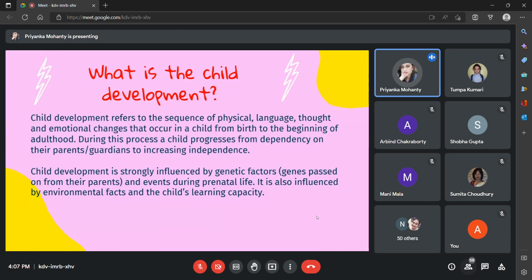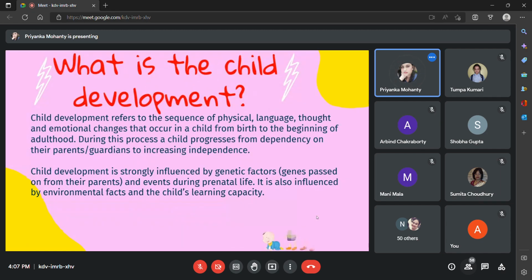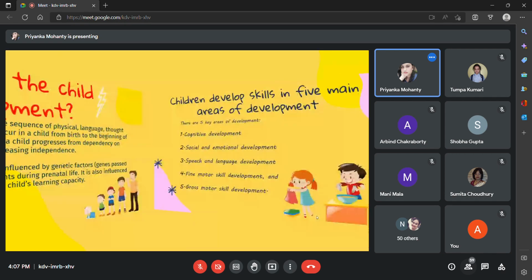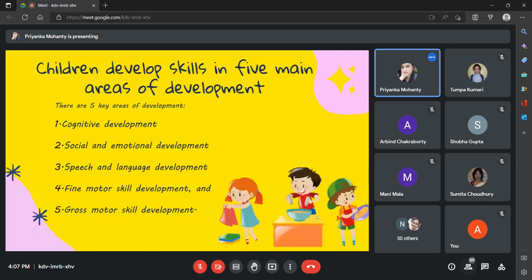Skills such as talking, taking first steps, smiling for the first time, and waving hands to say bye are all developmental milestones. Children reach milestones in how they play, learn, speak, behave, and move. Examples are crawling, walking, dancing, talking, etc. Child development has five main areas: cognitive development, social and emotional development, speech and language development, fine motor skill development, and gross motor development.